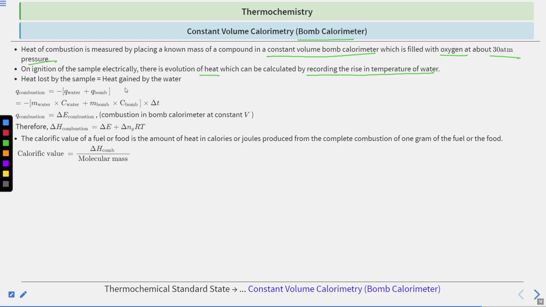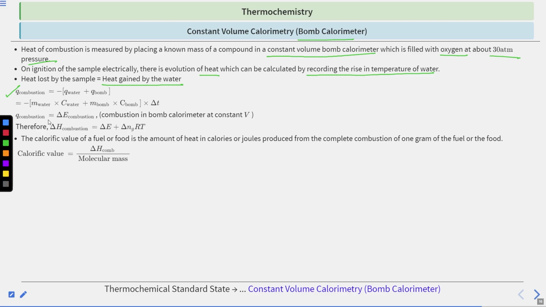Heat lost by the sample will be heat gained by the water, and they both will be equal. So Q of combustion, that is heat lost by the sample or the heat evolved during the combustion, will be equal to minus the sum of Q of water plus Q of bomb. So heat of bomb and heat of water will be added, and it will be equal to, in m and c terms, m of water into c of water plus m of bomb into c of bomb, multiplied by ΔT.